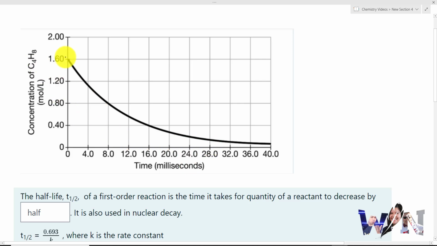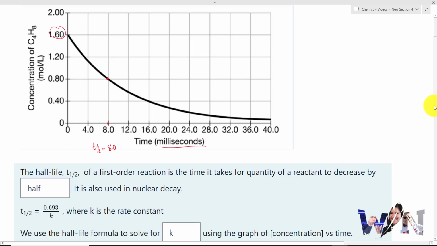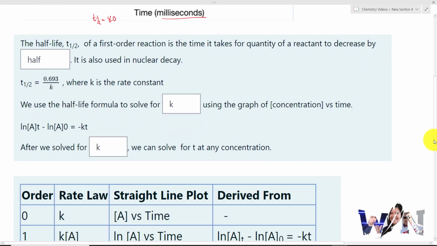The half-life is again half of the original, right? So 1.6, half of that is 0.8, and here you go. The half-life T1/2 is equal to 8 milliseconds. Now let's solve a problem that involves half-life with the K constant.